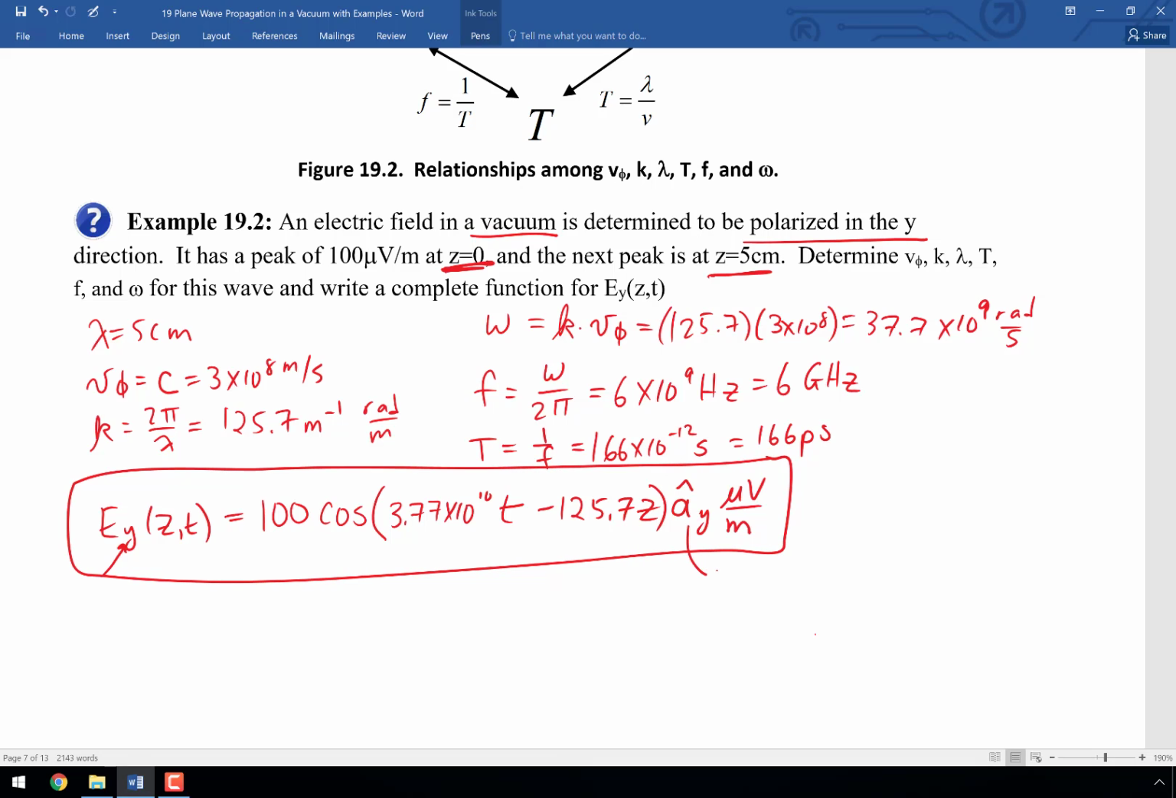Notice that this is the direction of polarization, and this is the direction of propagation. And this negative sign indicates that it is moving to the right, or in the positive direction. So this relationship between propagation and polarization, we're going to be talking about that a lot. So I wanted to try to highlight where that's coming from.